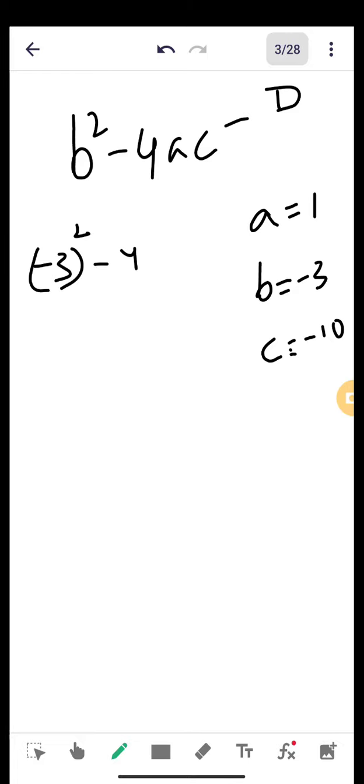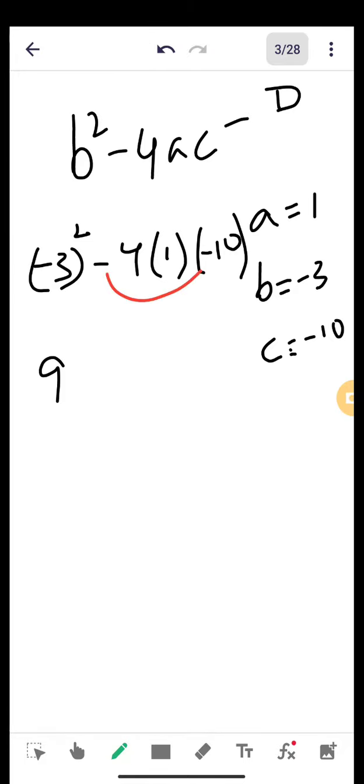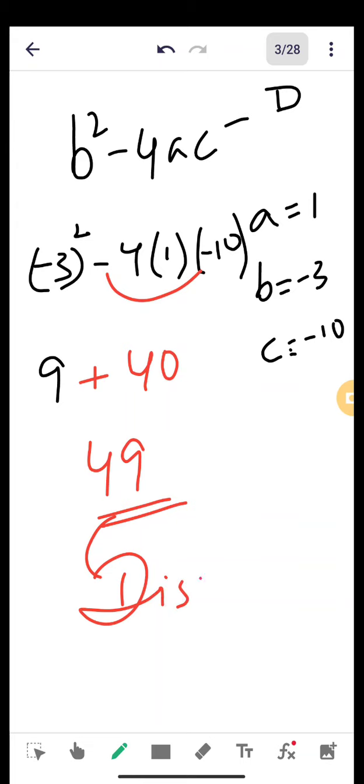minus 4 from the formula, then a is 1 and c is minus 10. Minus 3 square is 9. Minus into minus becomes plus. 10 fours are 40. So finally we get 40 plus 9, that is 49. This is the value of D, the discriminant.